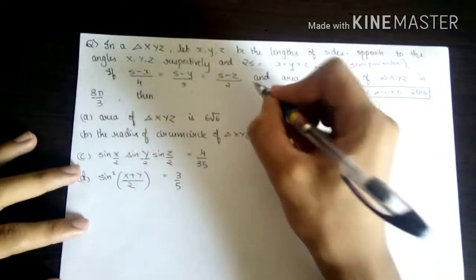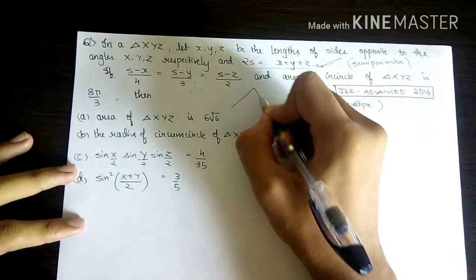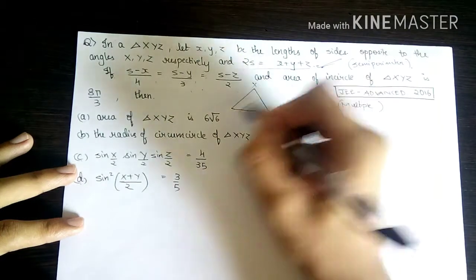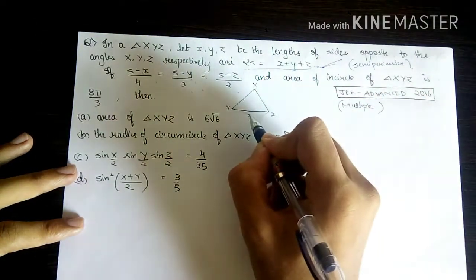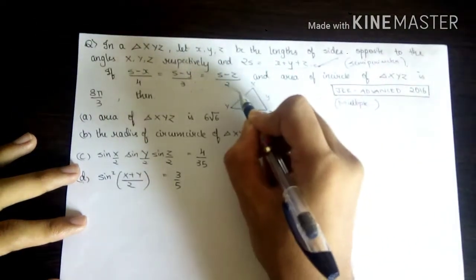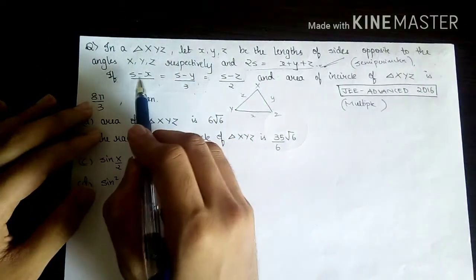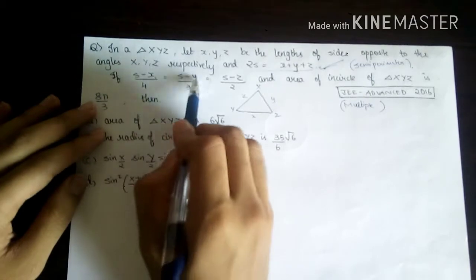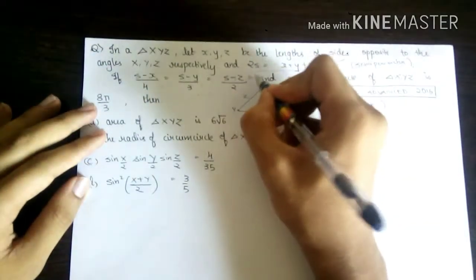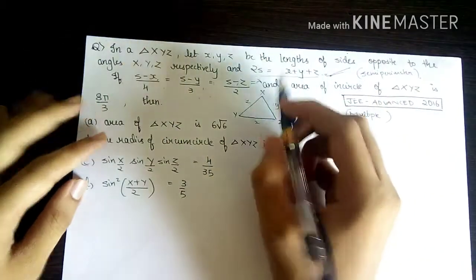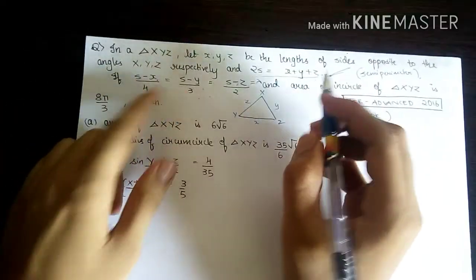Let me draw a triangle first just to make things clear. I'll take a random triangle and name it X, Y and Z. This length will be x, this length will be y, and this length will be z. Now let's begin. They're saying (s minus x) by 4 equals this equals this. Let me equate this to some constant, lambda.